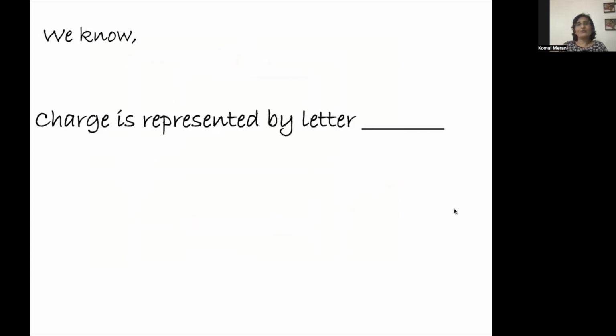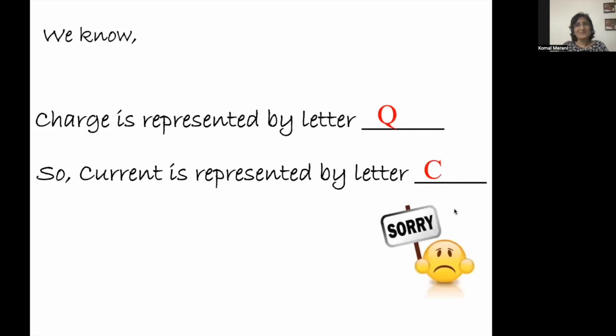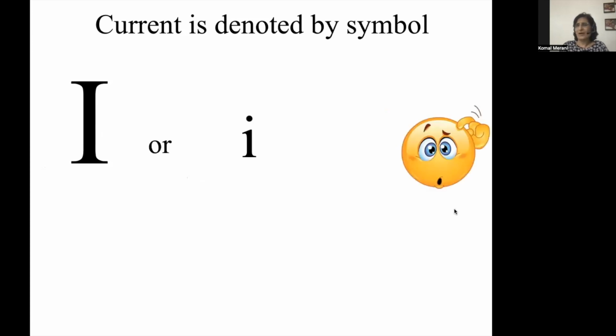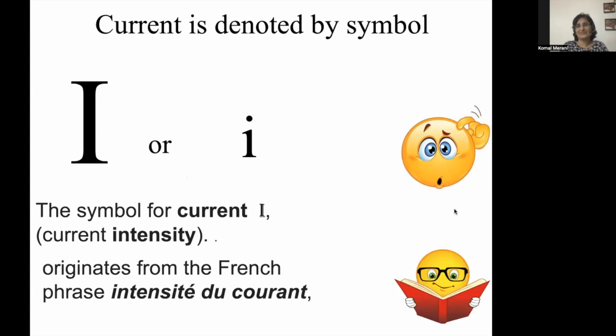We very well know charge is represented by the letter Q. So current is represented by the letter, I'm sorry, current is not represented by the letter C. It is rather represented by I. I'm sure you wonder why. It's because in earlier days it used to be called the intensity of current, based on the French phrase intensité du courant.